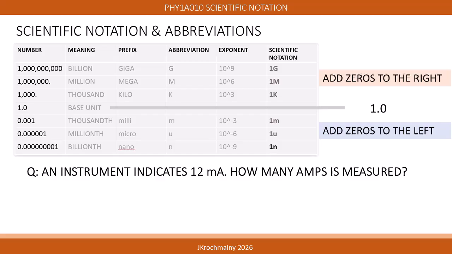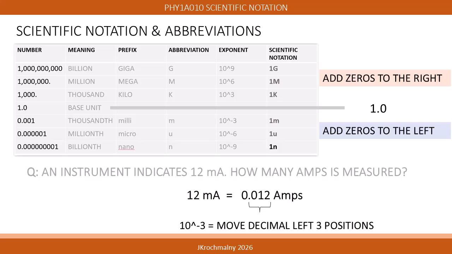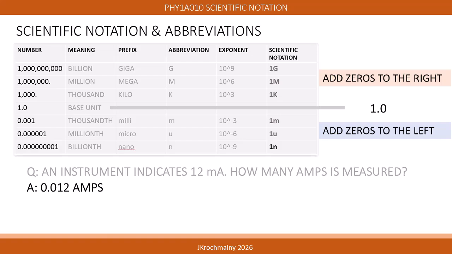An instrument indicates 12 mA. How many amps is measured? The small m represents milli and a thousandth of something. Scientific notation is 10 to the negative third. Rewriting 12 as 12.0, we insert 3 zeros to the left of the decimal point and move this decimal point 3 places to the left. The scientific notation of 12 mA then becomes 0.012 amps.